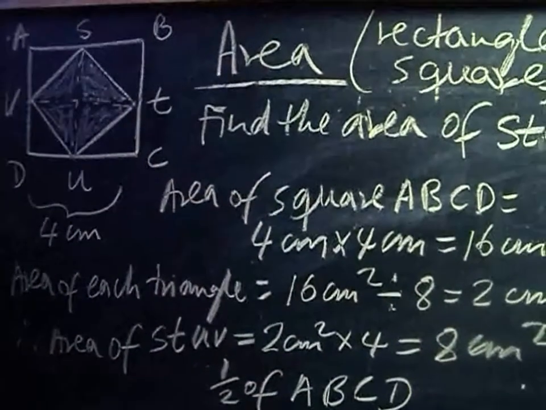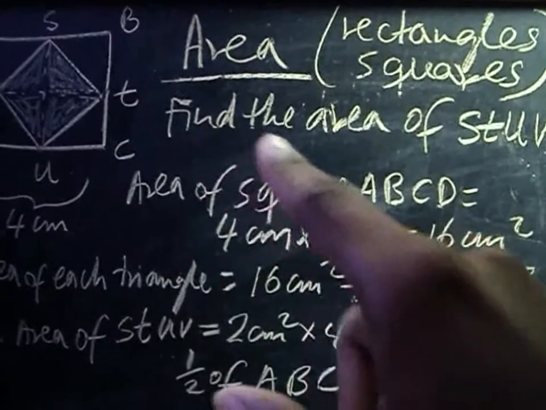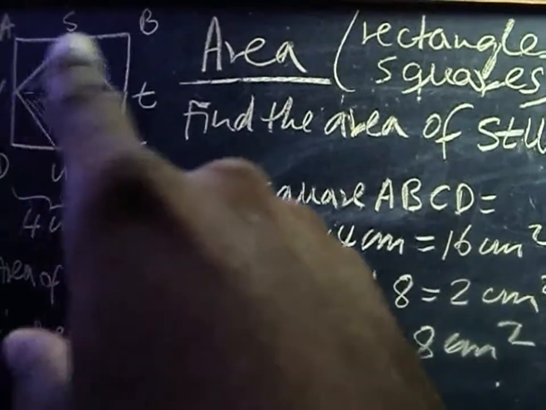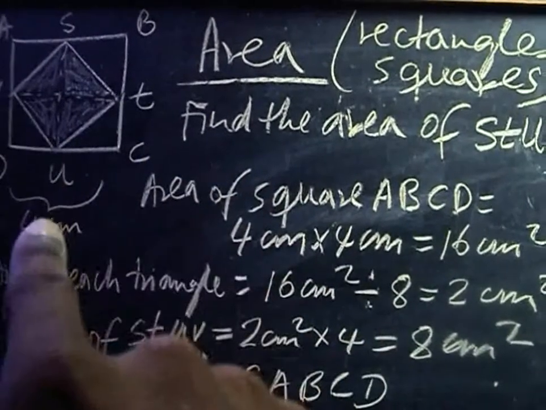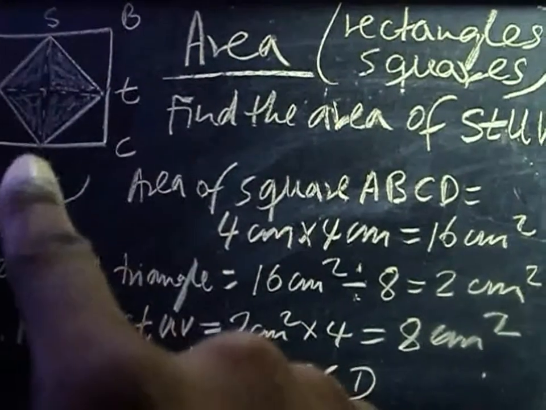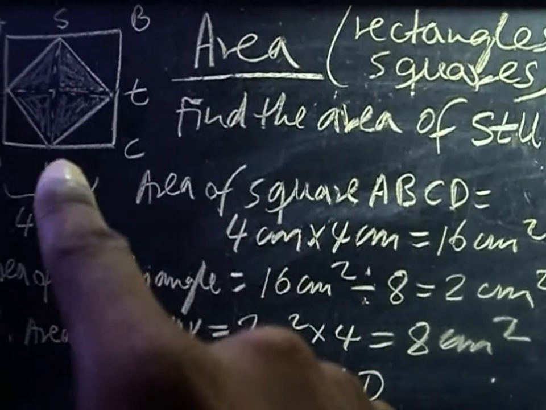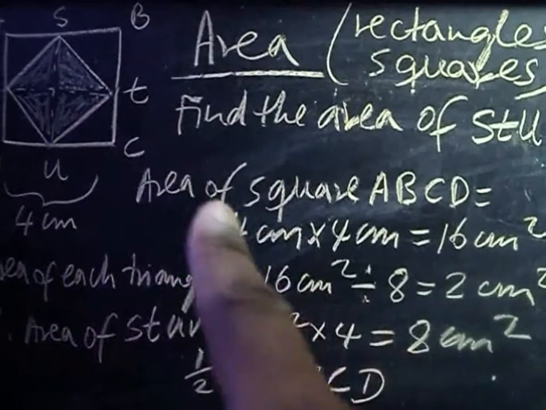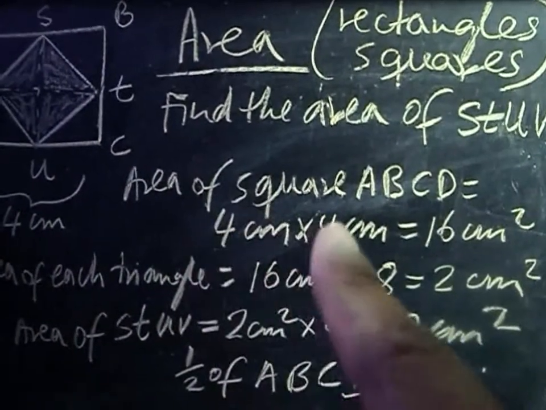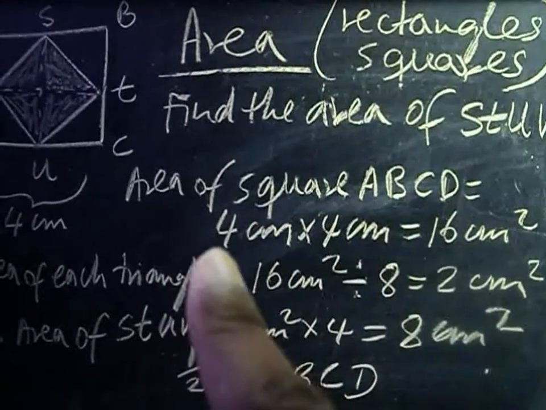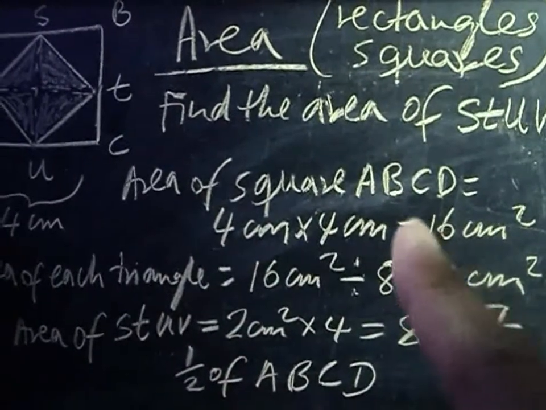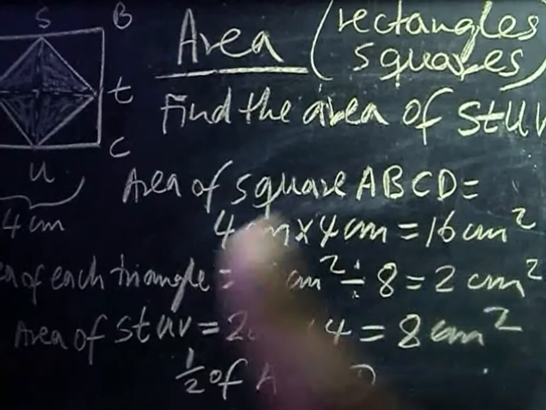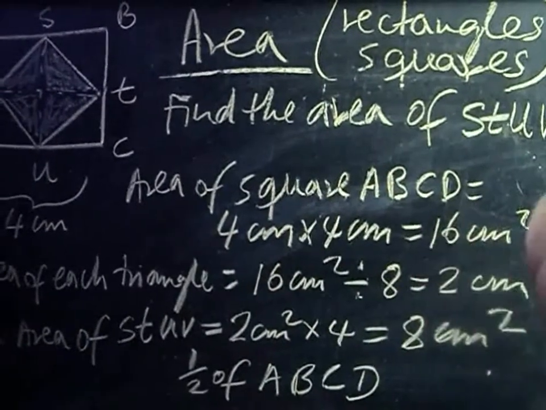So what should we do now to find the area of STUV? That's STUV. We're going to find the area of that first. Since each side is 4 centimeters, to find the area of this, it is 4 times 4. Yes, length times length. 4 times 4 is 16. 16 centimeters what? Squared, because you have the centimeters twice. So it is 16 centimeters squared.